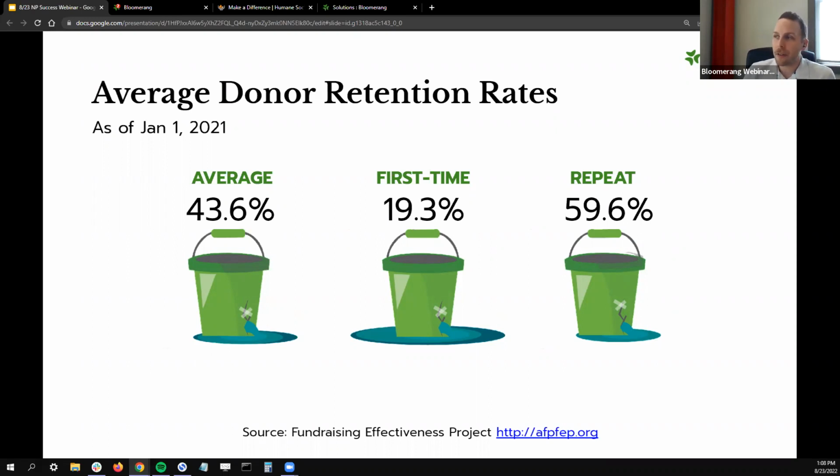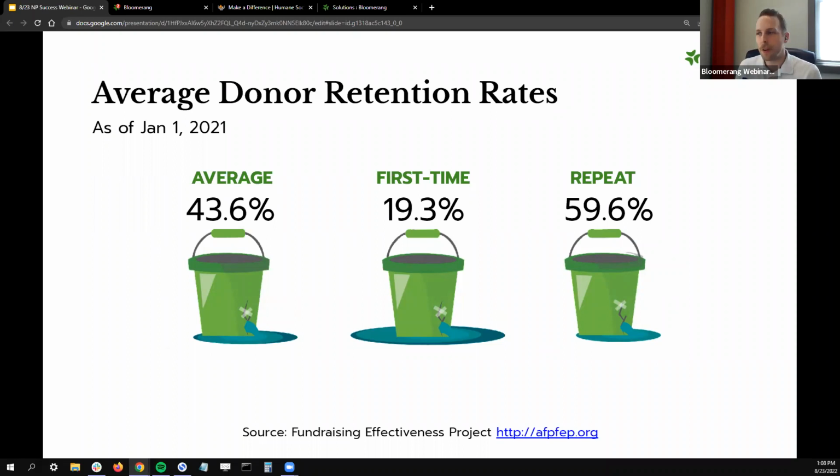But what we found from this data is repeat donors, if someone gives again, their likelihood to give is going to be 60%, so almost triple. So if you can find a way to get someone to give that second gift, if they are considered a repeat donor, their likelihood to be giving again almost triples.